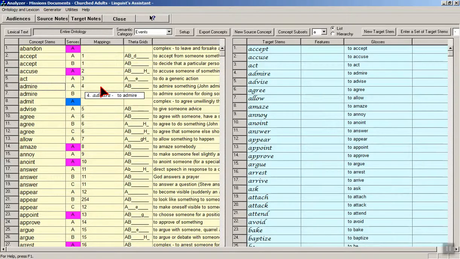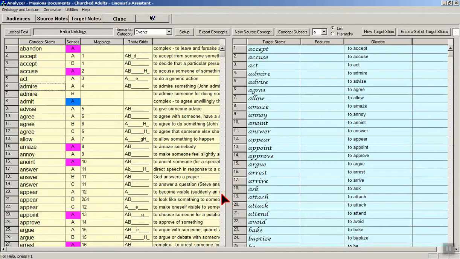So that's a simple case, and you could just write a sentence in phase 1, John admired Mary, or John admired the book. And then our analyzer, if we run that, could convert that into phase 2, and that being a very simple sentence, there wouldn't be any problem.